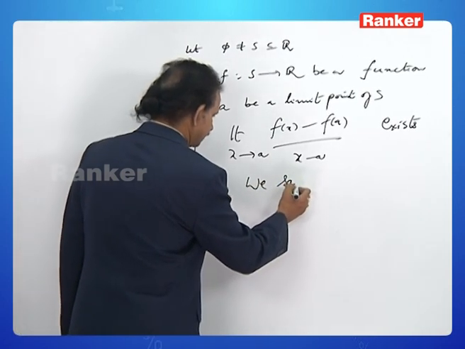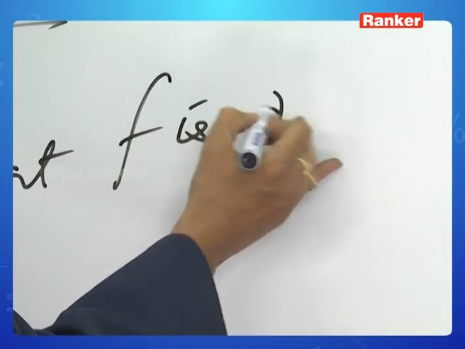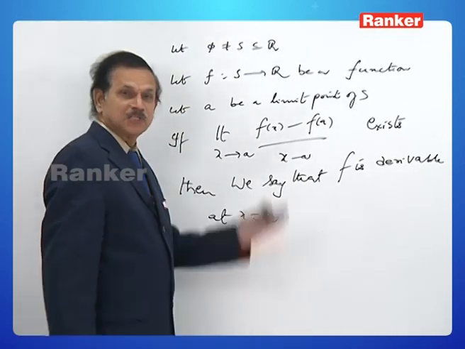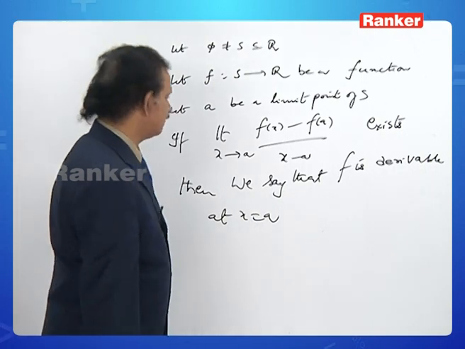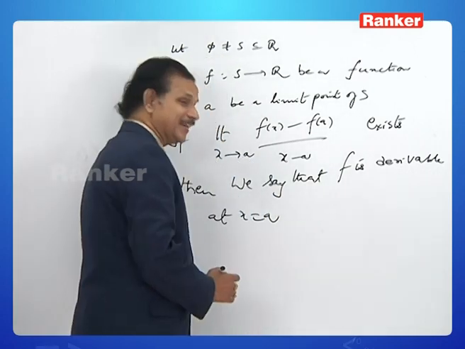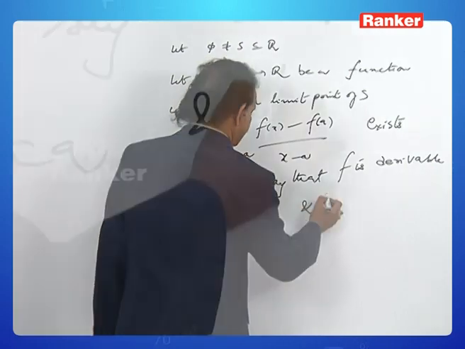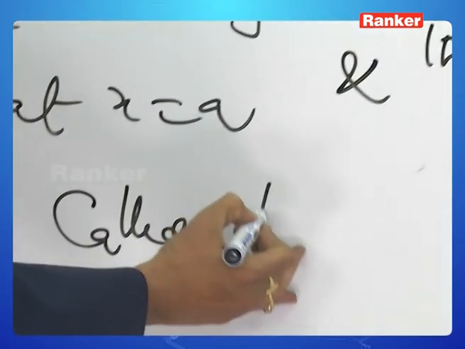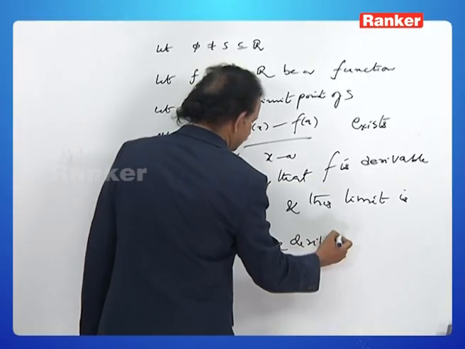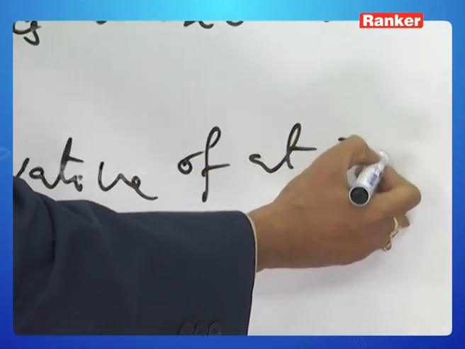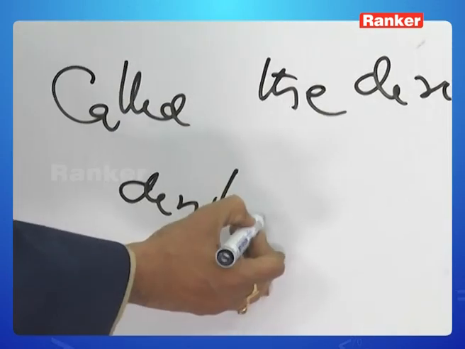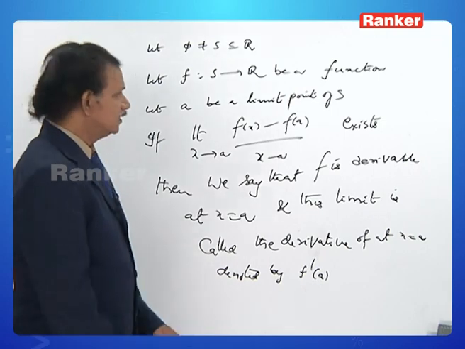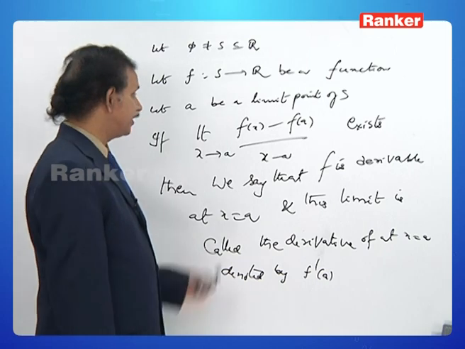we say that f is derivable at x is equal to A. And of course, this particular limit, as x tends to A, f of x minus f of A by x minus A, is called the derivative of f at x is equal to A, denoted by f dash A. So this is the theoretical and conceptual definition of the derivative of f at x is equal to A.